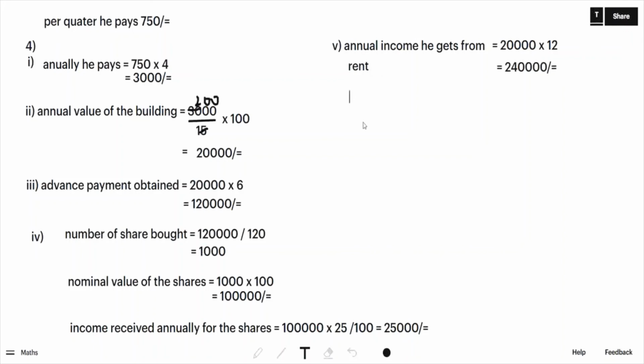Fine. Now we should find the 10% of the annual income, which is there in the statement. 10% of 240,000 will be equal to 24,000. Yes.